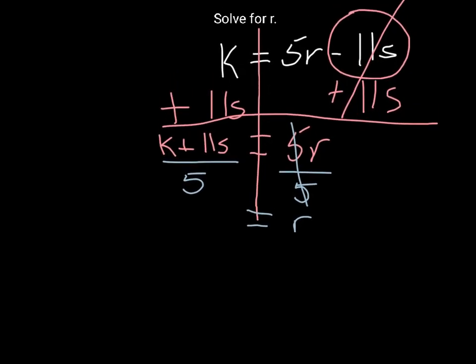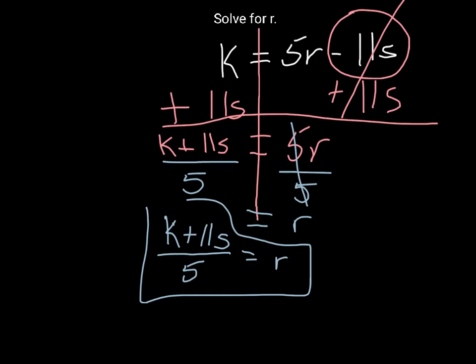K, I gotta write it. K plus 11s all over 5. And we can't really simplify that anymore. There's nothing we can do. So this is our final answer. It looks like that. All we did was manipulate the equation so that we have solved for r, or got the r by itself.